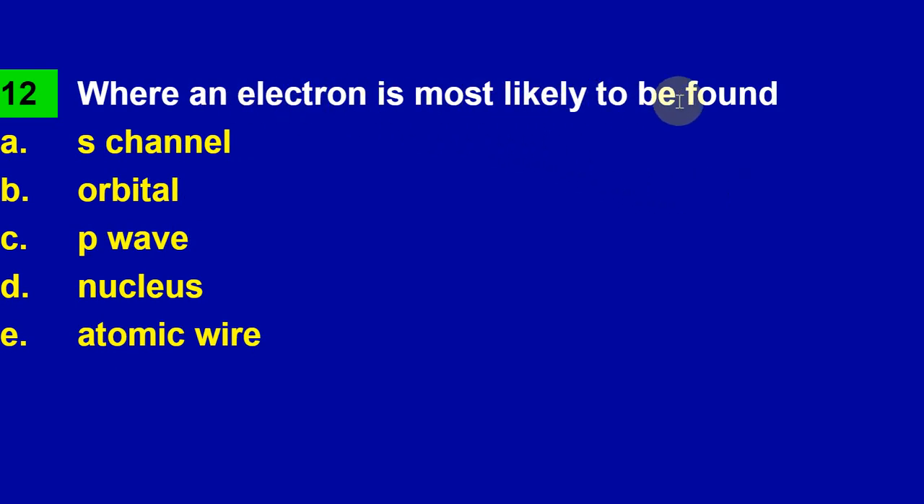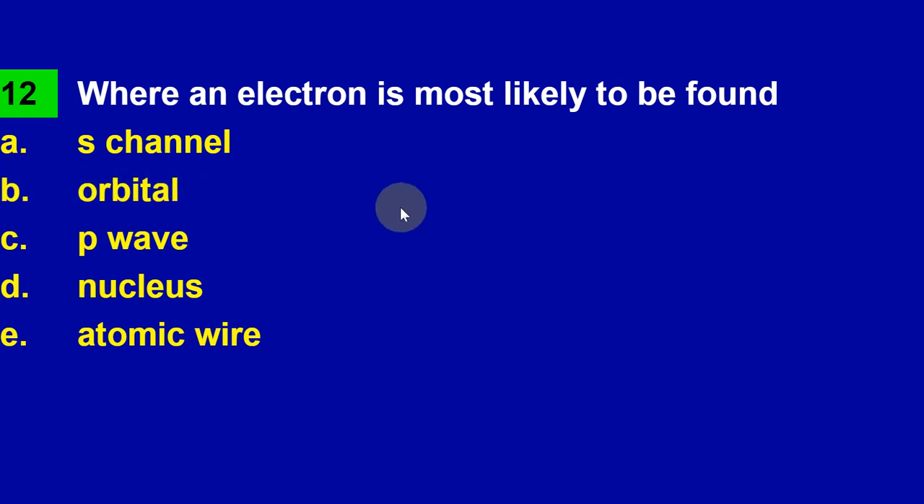Where an electron is most likely to be found. Where are the electrons? Think of the model of an atom. Is it found on the S channel? No, that's just nonsense. The atomic wire? No, nonsense again. P wave, what is that? Are electrons found in the nucleus? No. Orbitals, right? That's where the electrons are.